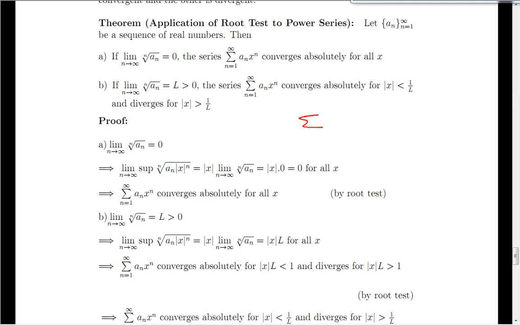A series of the form n equal to 1 to infinity a_n x raised to n, where the a_n's are real numbers and x is a fixed real number, is called a power series. Note that we may take n equal to 0, minus 1, minus 2, etc. It doesn't matter whether we take n equal to 1, 0, 2 or minus 1, minus 2 and so on. So this is called a power series.